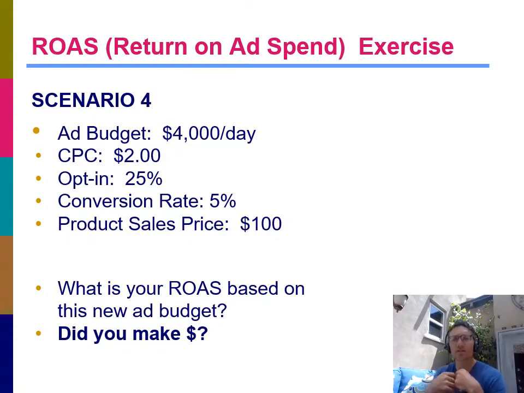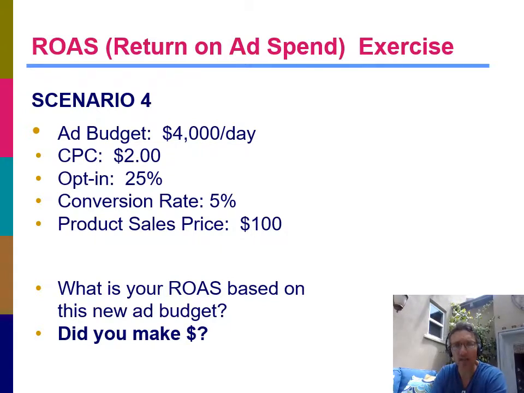All right, let's run one more scenario. So this is scenario 4. You can see we've increased our ad budget. Our cost per click has stayed the same. Our opt-in rate is still 25%. However, our conversion rate has gone down to 5%. It was 10% before. That means the number of people that actually purchase has cut in half. We're not converting as many. How does that impact our numbers? What does that do to our return on ad spend?